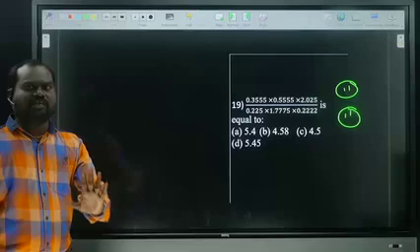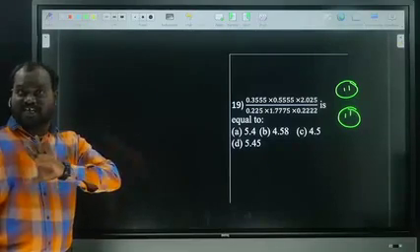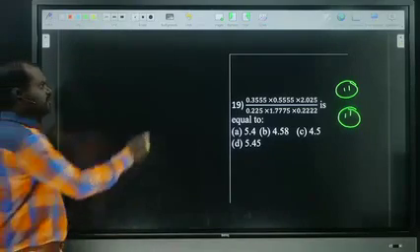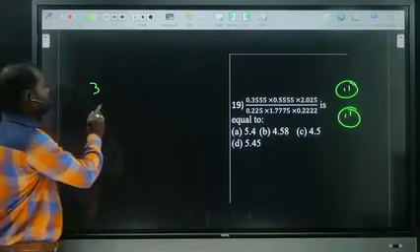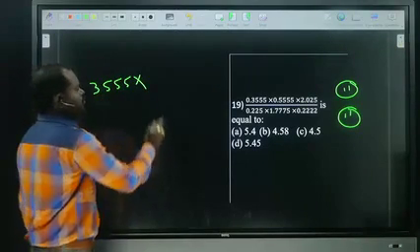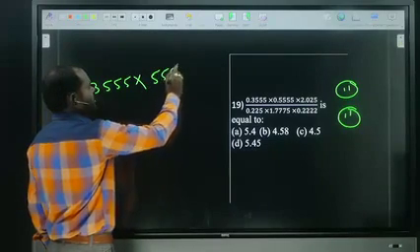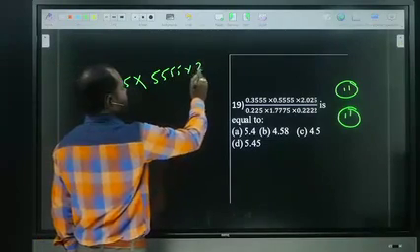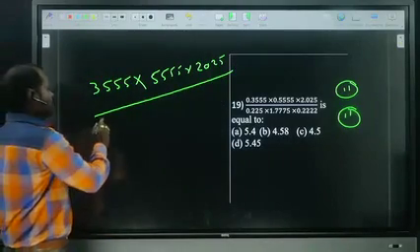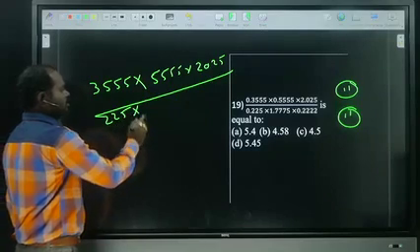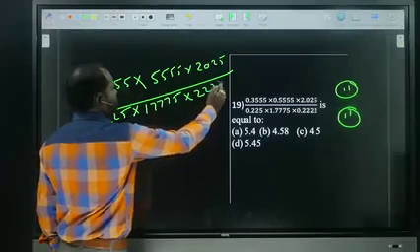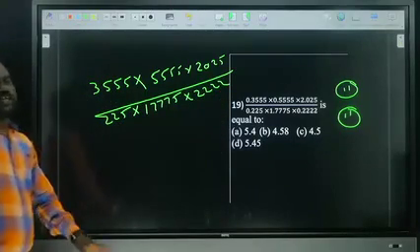That means they are equal, so we can cancel the points. Just remove the points. By removing the points, what is the balance? Shall we check now? 3555 into 5555 into 2025 by 225 into 1775 into 22. Now they have become normal numbers.